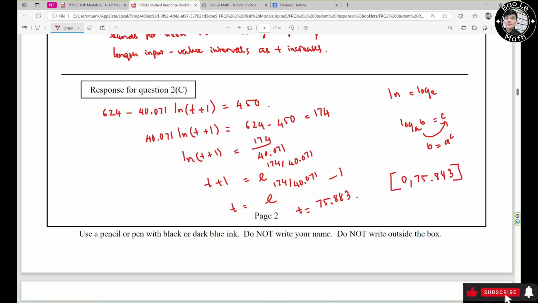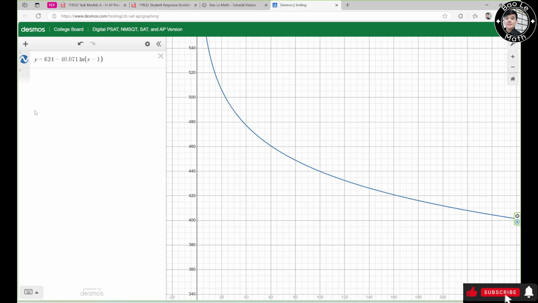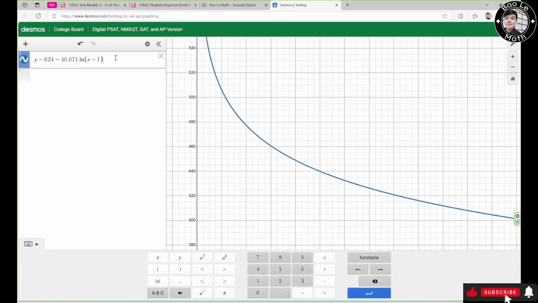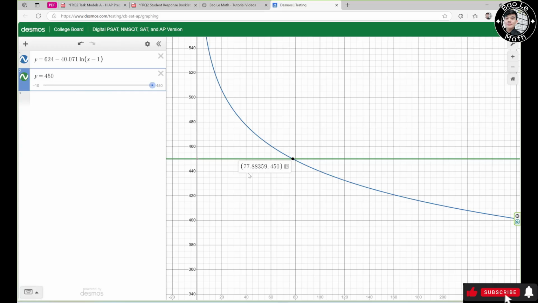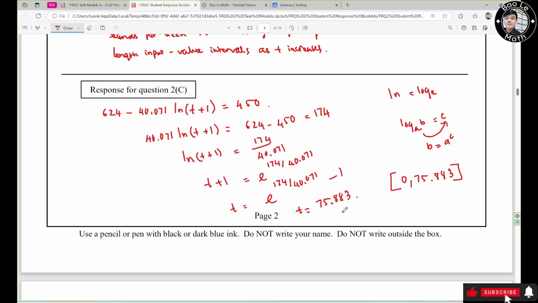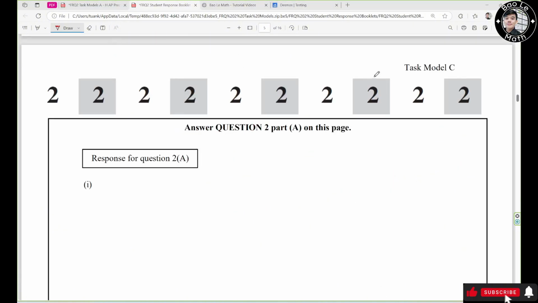Now we're going to use the graphing calculator to do this one. You just hit the second equation, y equals 450, and you find the intersection. It's going to be right here. So the intersection should be 75.883. It's going to be exactly this one. Now let's move on to the next question, task model C.